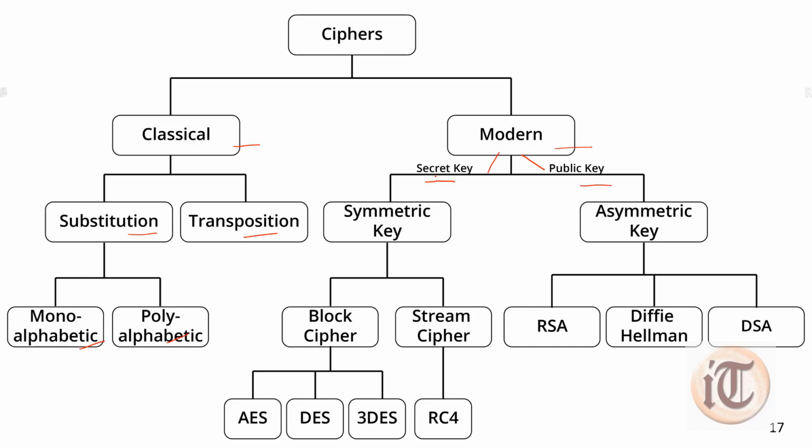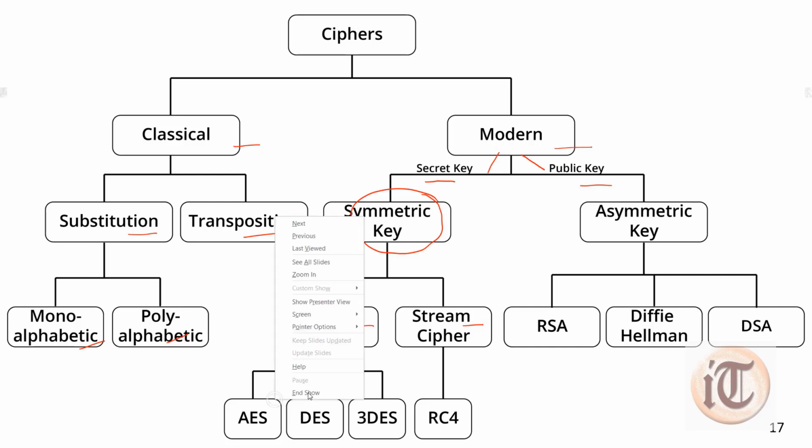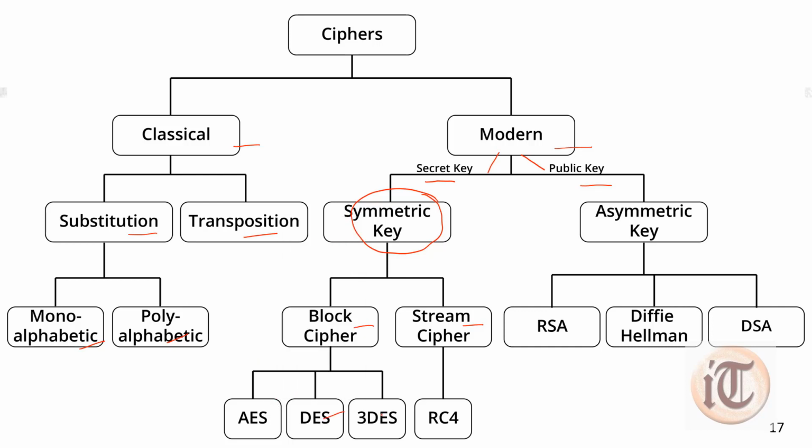If we are using a symmetric key, then that algorithm is called a symmetric key algorithm. This symmetric key algorithm is further divided into block cipher and stream cipher. The block cipher is again divided into AES, DES, 3DES. Similarly, stream ciphers are categorized into RC4 and many more algorithms. So in the first unit, we are going to discuss the whole symmetric cipher, transposition, and substitution techniques.